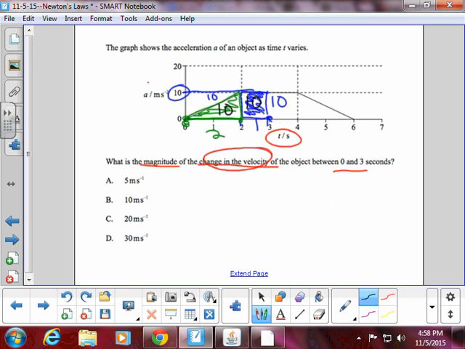So 10 from the green plus 10 from the blue gives us 20. And since it's asking for the change, we don't even need to know what the velocity was before. We just know that the change was 20 meters per second. So that should be C.